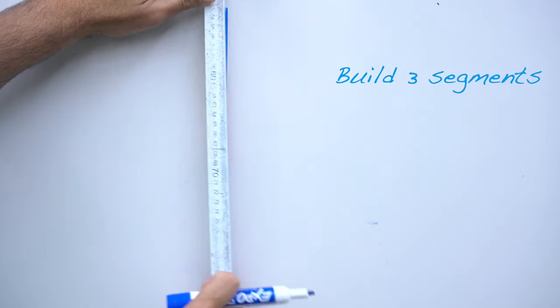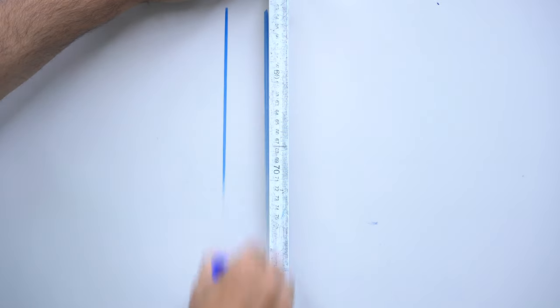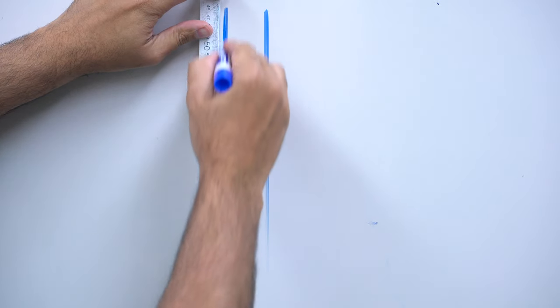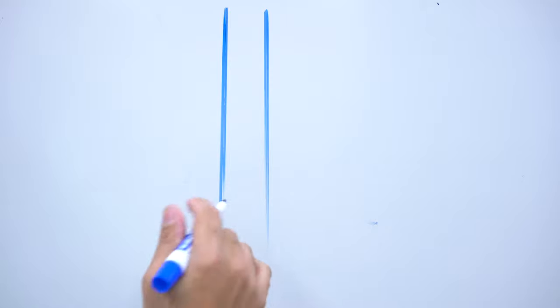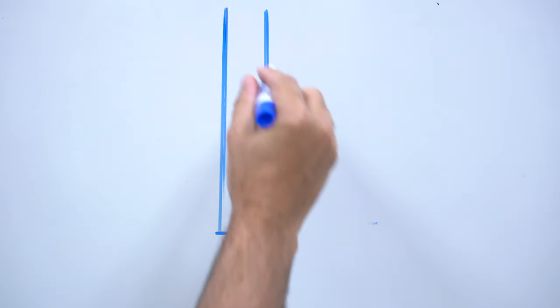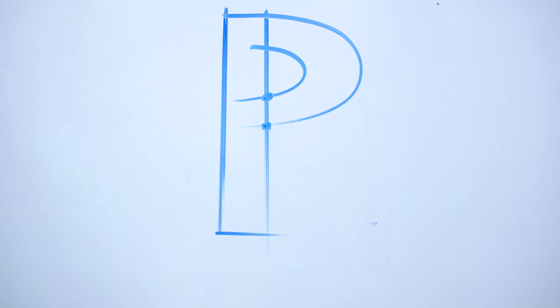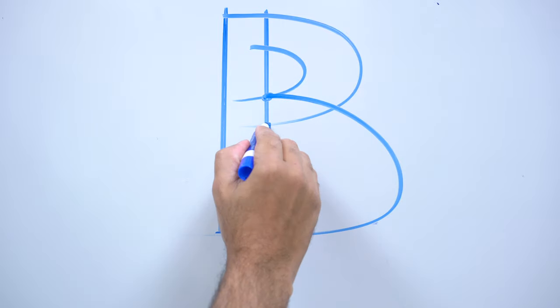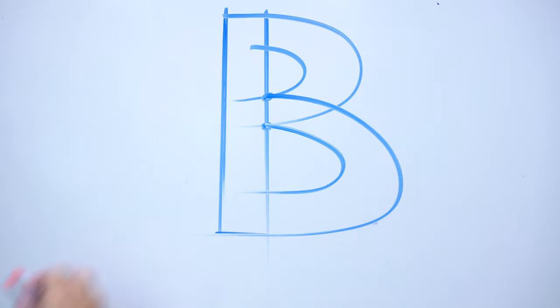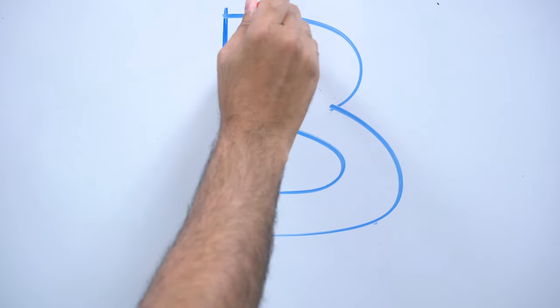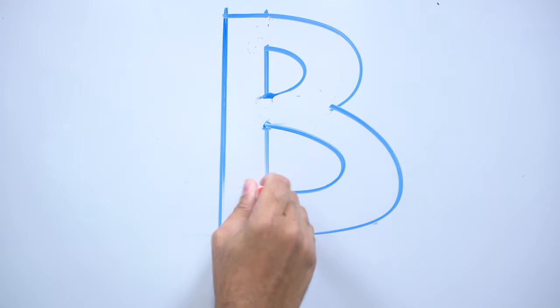For the letter B, how many segments do you think the letter B has? If you guessed three, you're absolutely right. One vertical one, and two curved ones. Here's the first one. The next two curved lines, I'm going to make sure they meet those ends. And with that, you can pretty much tell how to do the letter P as well. Let's erase every overlapping inside. And now we have a perfect letter B.